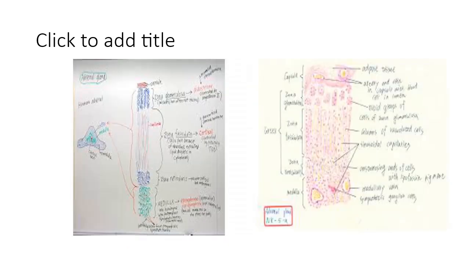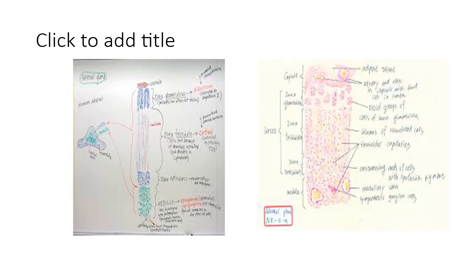Now first of all, you will have to draw the capsule with the adipose tissue in it, and blood vessels in the trabeculae and vein also. Then coming over to the zona glomerulosa, you will have to draw the glomerulus-appearing arrangement of the cells with a darkly staining nucleus, and in between them you will have to draw the fenestrated capillaries.